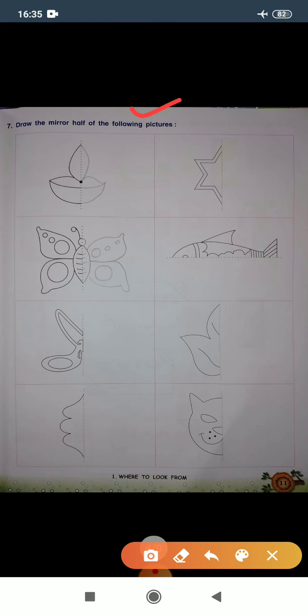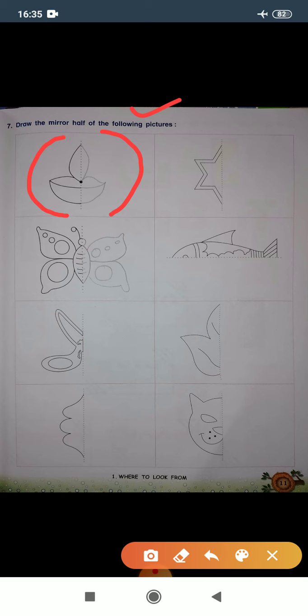Here, question number 7. Draw the mirror half of the following pictures. So many pictures are already given in your textbook, and with the help of that we need to complete our picture. The half of the diya is already given and the other half we need to complete. It is called a mirror half.